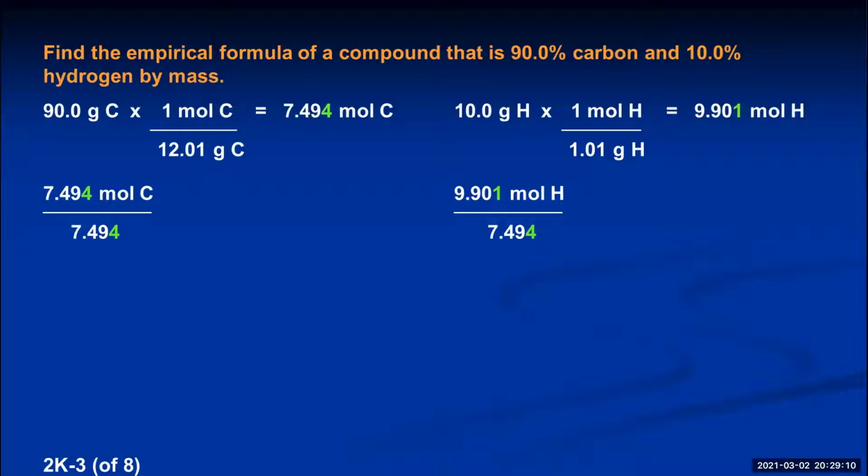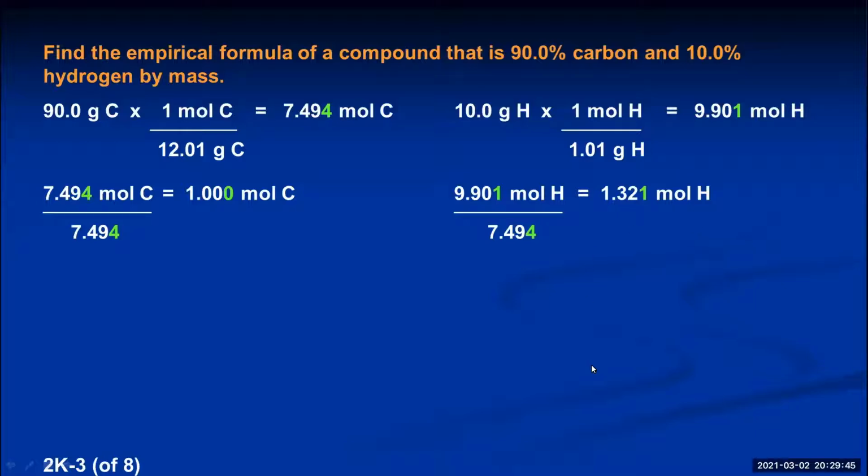Whenever you do this, you're always going to get 1 mole for whichever element had the smaller number of moles. That's what's going to happen for the carbon here. We're going to get 1.00 moles of carbon, and then you have to divide the hydrogen number, 9.901 by 7.494, and when you do that, you get 1.321 moles of hydrogen. So this says 1 mole of carbon to 1.32 moles of hydrogen. Is this close enough to an integer to assume this is just some experimental error?